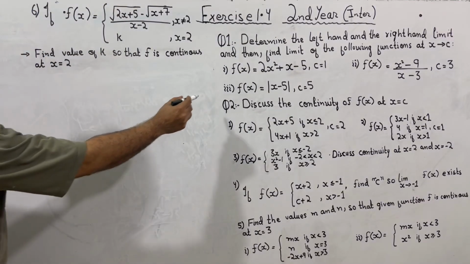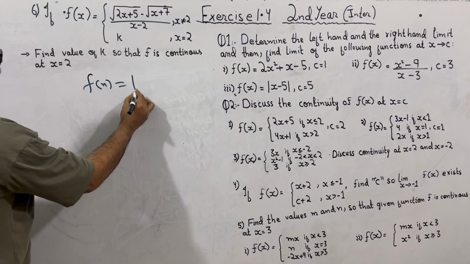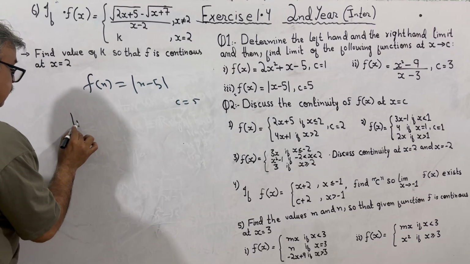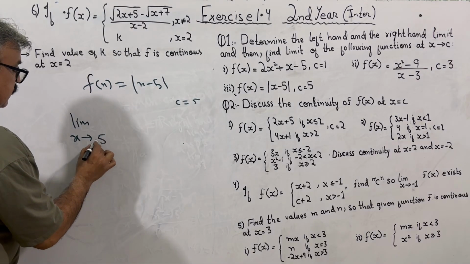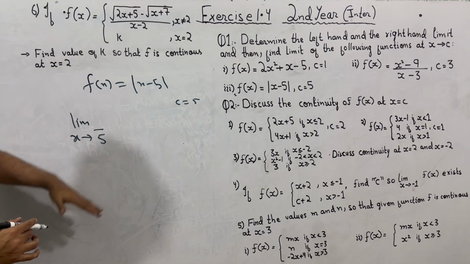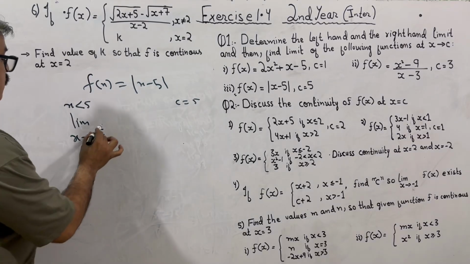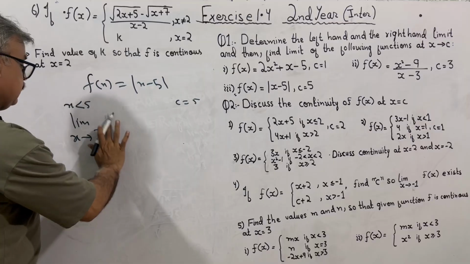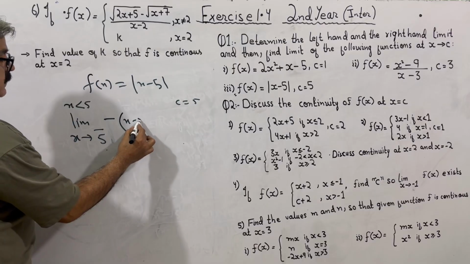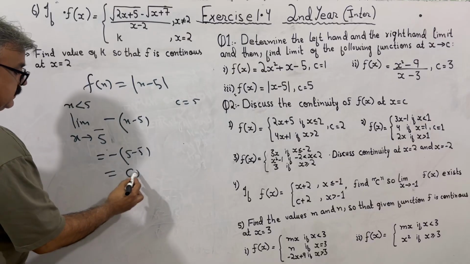Second, look at this. There is a distinction between left and right hand limit in case of the modulus function, absolute function, x minus 5. Check c is equal to 5. Means left hand limit, limit x tends to 5. The negative sign shows that we are approaching 5 from the left hand side. From the left hand side means x less than 5. In that case, we take the mod as negative, my x minus 5. Put limit, I have 5 minus 5, that's 0.